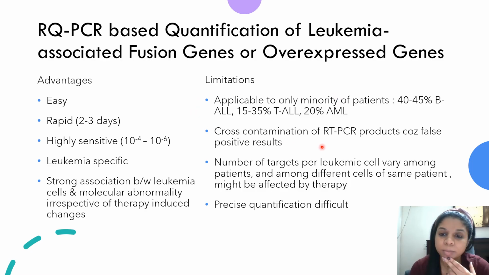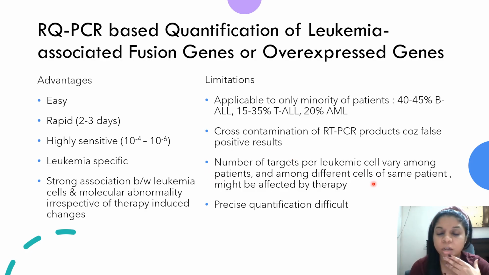And then cross contamination of the RT-PCR products causes false positive results. Cross contamination with another patient's sample, you should not mix it, and you should do all these procedures sterilely, because then another patient's sample might be positive and a little bit got contaminated into our patient's sample, and then we will take it as a parameter for detecting MRD after the induction therapy, so it will give false positive results. So that also should be taken into consideration, that cross contamination shouldn't be there.